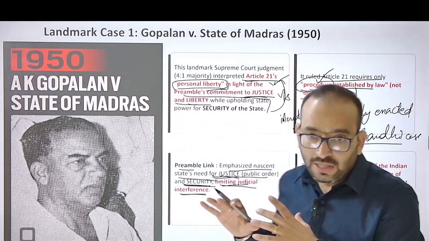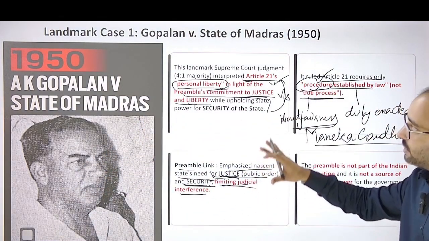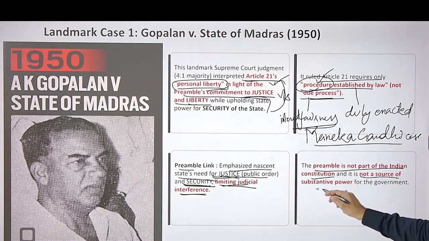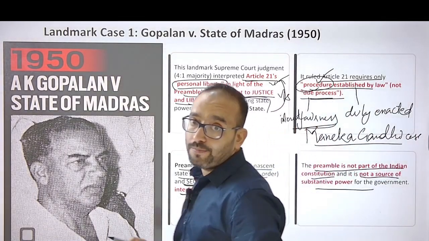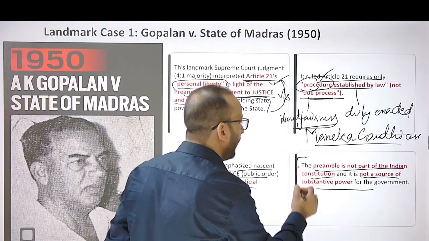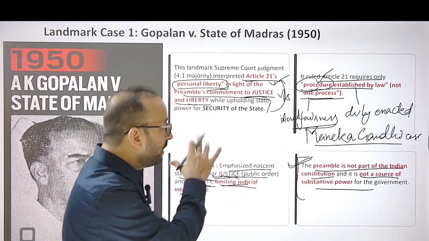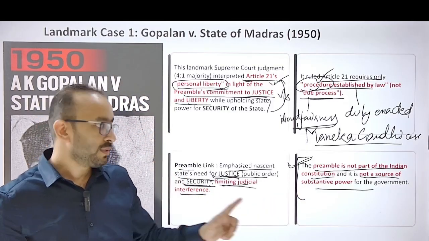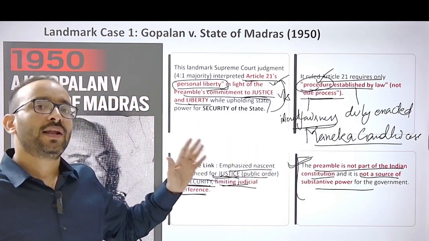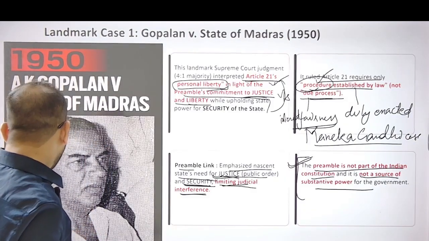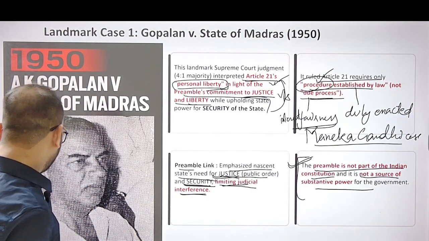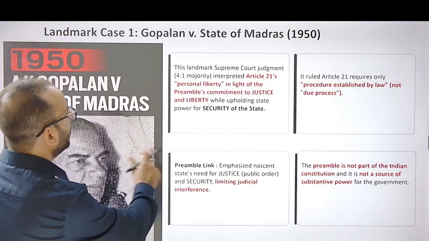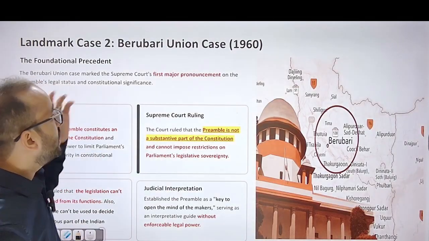So the crux of this judgment is that the preamble is not a part of the constitution and is not a source of substantive power for the government. So this was the final judgment related to the preamble. From this judgment, that is, the preamble is not a part of the constitution and not a source of substantive power, it is not a restriction on the legislative powers or powers of the government. Okay. So moving forward, the next case after Gopalan versus State of Madras is Berubari Union.